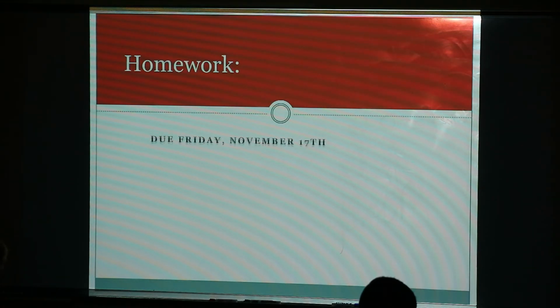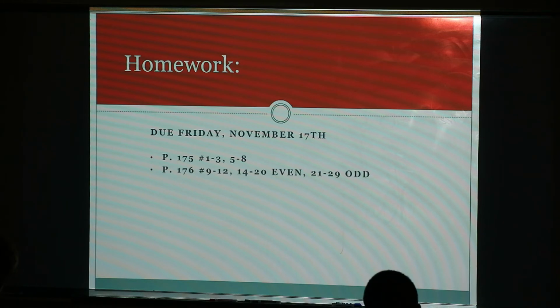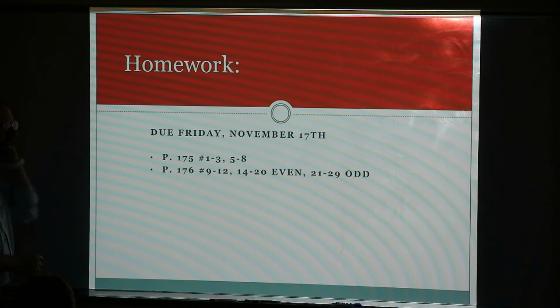Here's what I like to write down today. Okay, it's page 175. It's flipped over to the next page. Some people always have a problem, like, you have to flip a page in a book. Oh my god. Like, it goes to the next page over. It's 1 through 3, 5 through 8. Then 9 through 12. 14 through 20, the evens on that part, and then the 21 through 29 odds. This homework should not take you very long. They're going to ask you very specific questions.